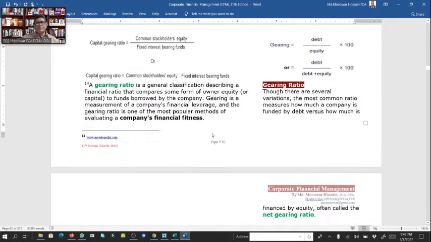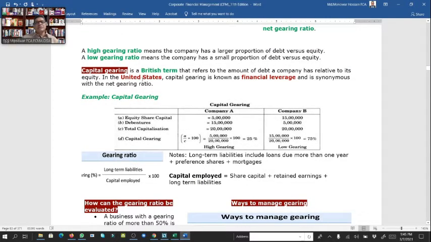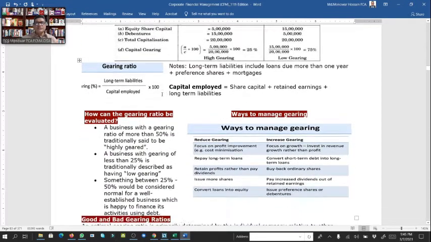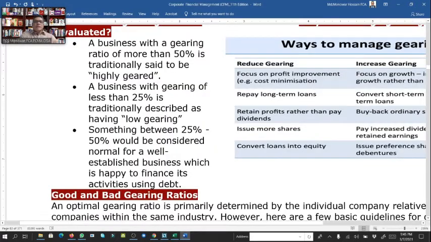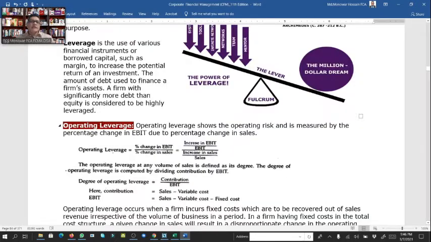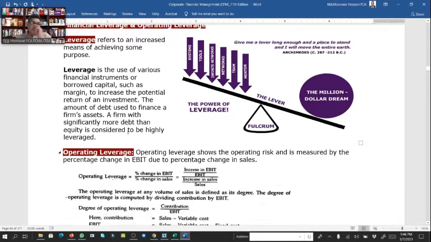So here, look, capital gearing is a British term, but in the USA it is called financial leverage. So financial leverage is the term of the United States, and capital gearing is the British term. Both are the same. So here, why manage gearing? Why do we have to manage gearing? A business with a gearing ratio of more than 50% is traditionally said to be highly geared. Leverage is also operating leverage and financing leverage.